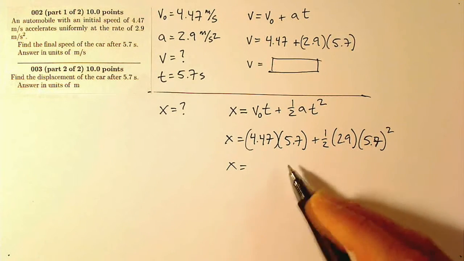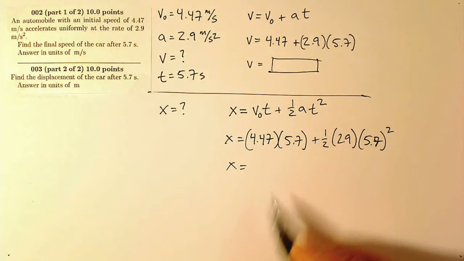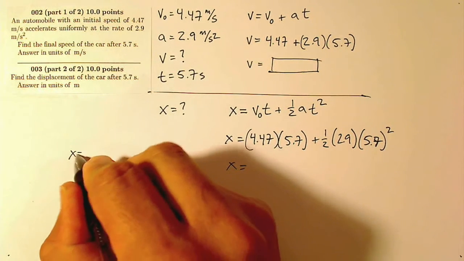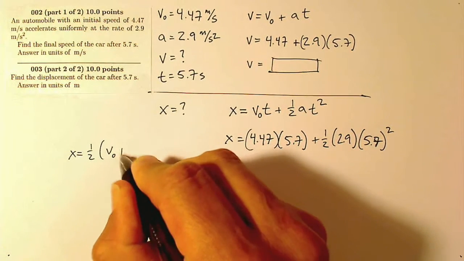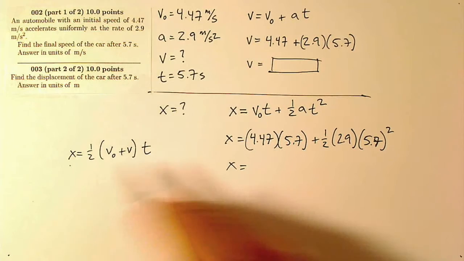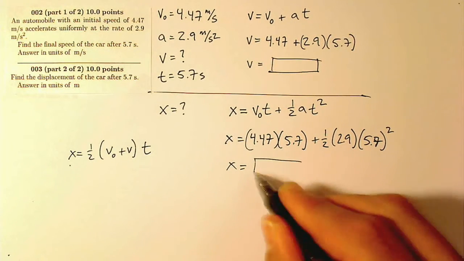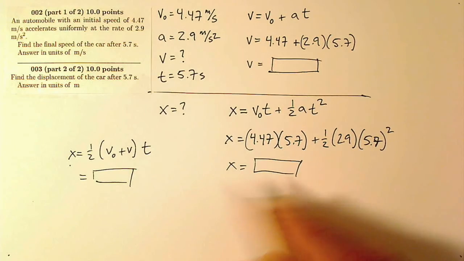I could have used any equation I wanted. Since I had the final velocity, I could have also used that my displacement is 1/2 of my initial velocity plus my final velocity times time, and I better get the same answer here as I get here. And sometimes you might want to do it 2 different ways just to make sure that you're getting numbers that match.